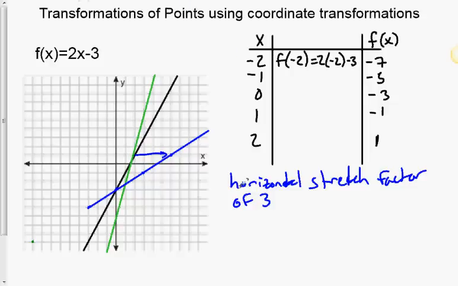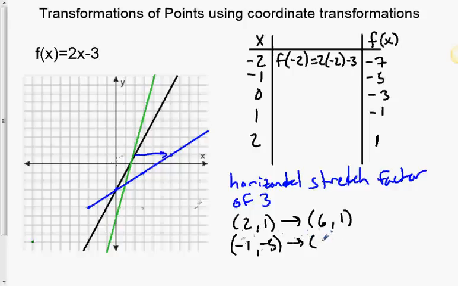One of our points was the point 2 comma 1. That became the point 6 comma 1. So notice that the x value changed, but the y value stayed the same. Then if we take a look at the point negative 1 comma negative 5, that has now become the point negative 3 comma negative 5.